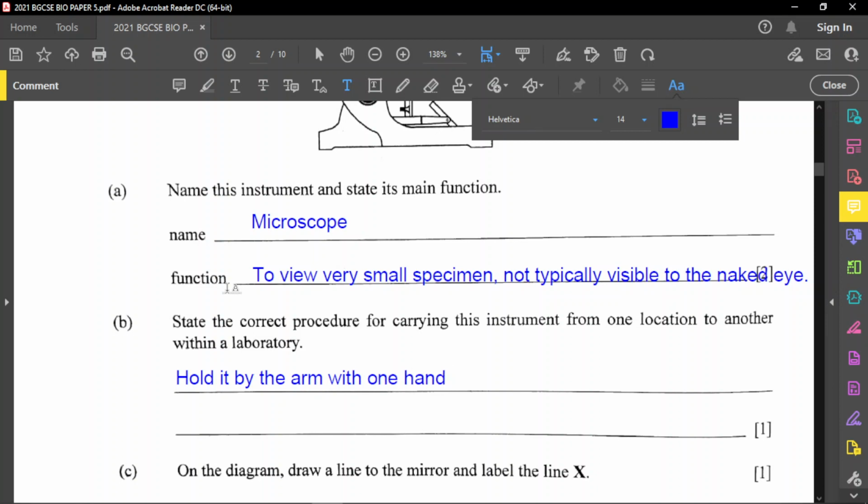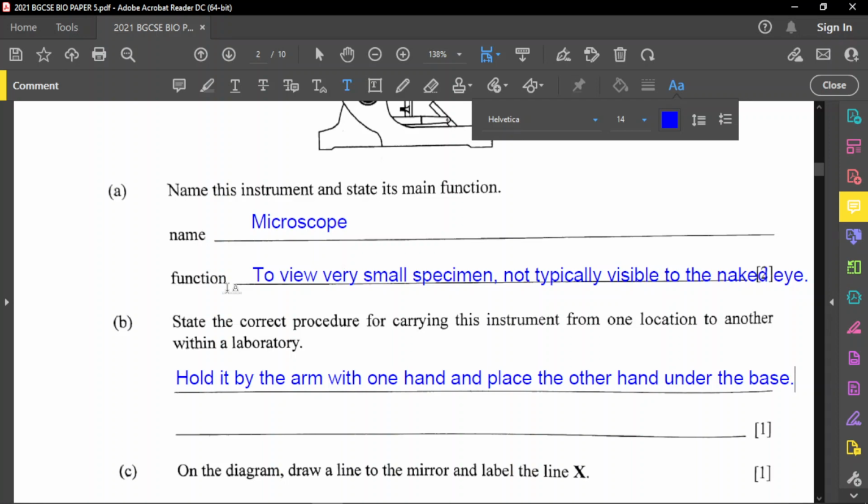And place the other hand under the base. All right. So you do that. So you hold it by the arm of the microscope. You use the microscope arm with one of your hands, and you place the other hand on the base of it. And that is to increase stability or to make it really, really safe.